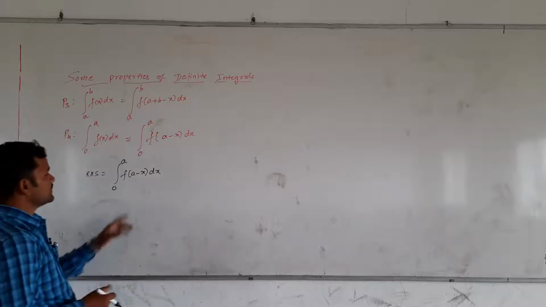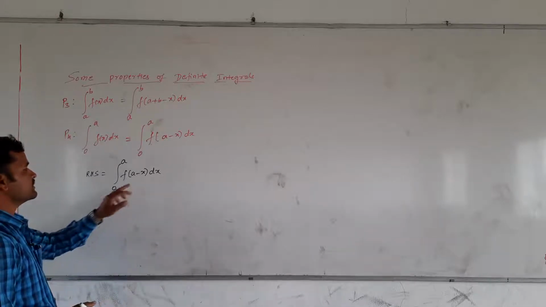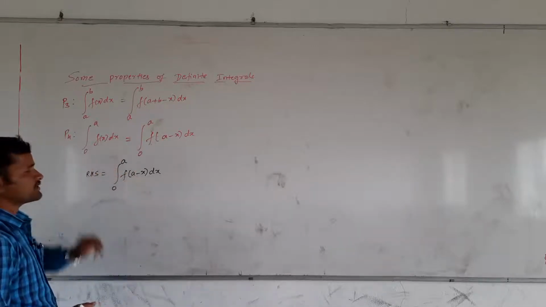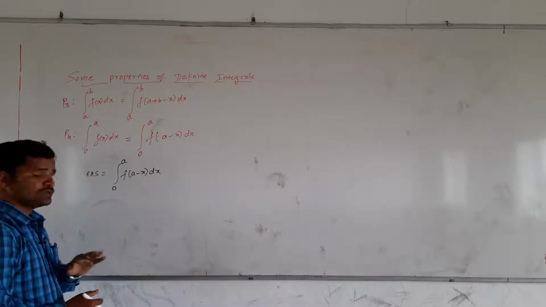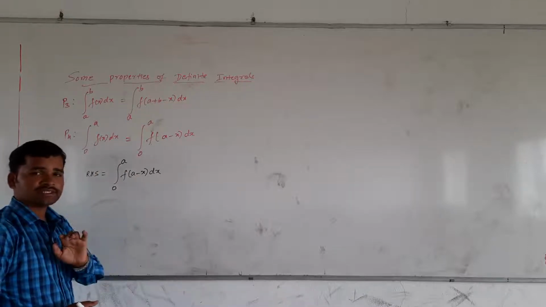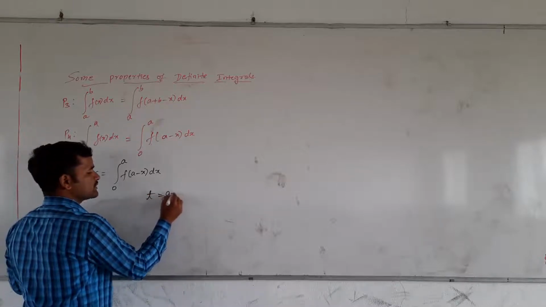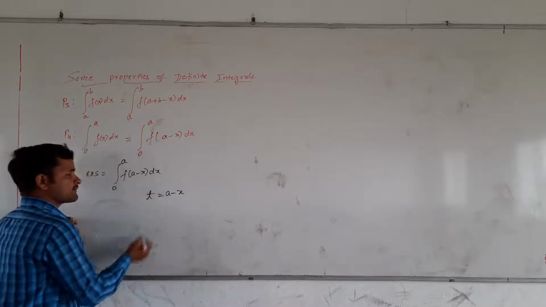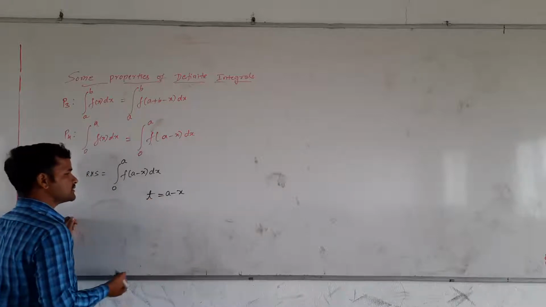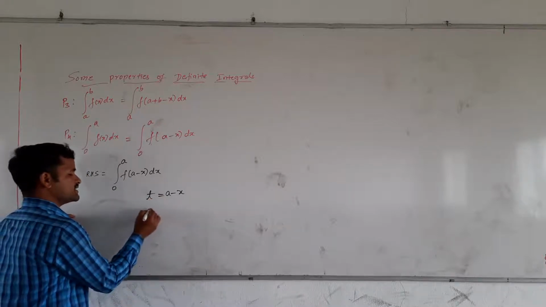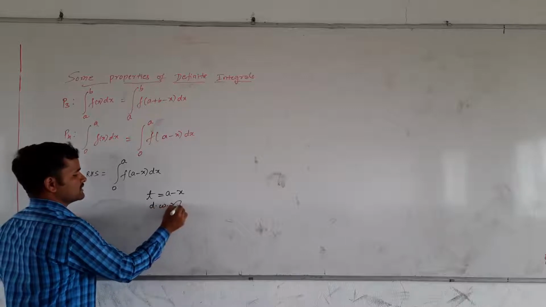Okay. Now, in place of a minus x, what do we want? In place of a minus x, we want x here. So, you don't take x is equal to a minus x, that is wrong. You should take another variable only. I am taking t is equal to a minus x here, and differentiating the function with respect to x.